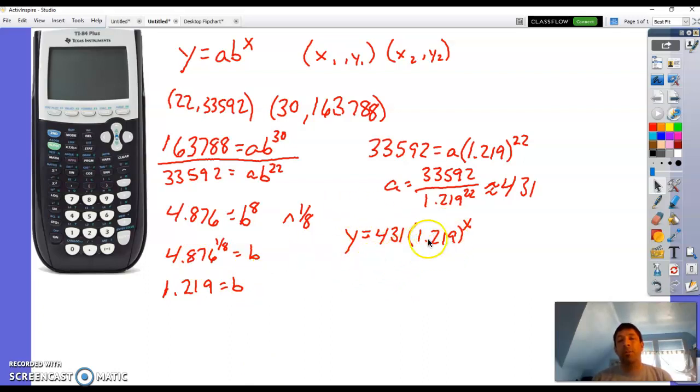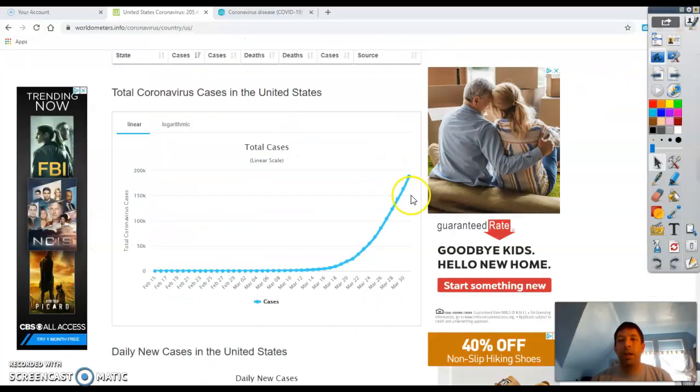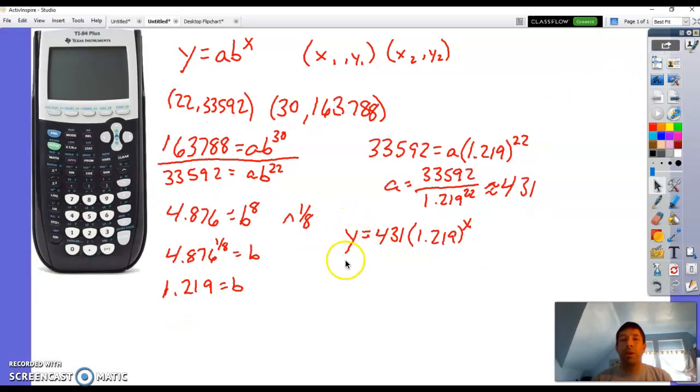One other thing that I might ask you to do is to find out when we could expect a certain number of cases. If we look back at this graph, we had 188,000 cases. So maybe we want to know, when will we have 500,000 cases if this continues? What we would do is plug 500,000 in here for y.